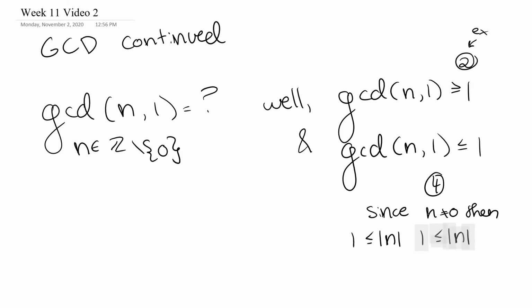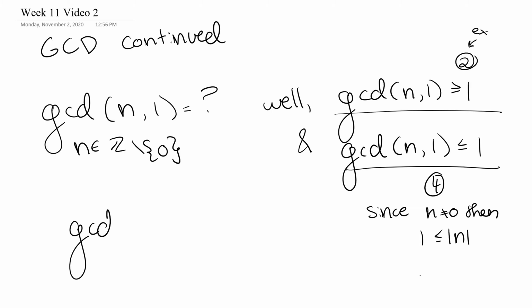All right, so awesome. Well, what does that mean to be bigger than or equal to and less than or equal to? Well, there's no other option but to be equal to it. So GCD of n comma 1 equals 1. Amazing. Okay, so now we know whenever we're trying to find the greatest common divisor of some number and 1, it's always going to be 1. Okay?